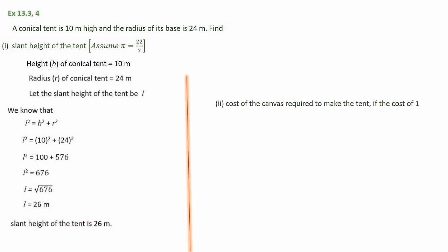Next, the second part of the question: the cost of the canvas required to make the tent, if the cost of 1 meter square canvas is rupees 70. Pi value is 22 by 7. First of all we need to find how much area of canvas is required to make the tent. Then by using this rate, 1 meter square canvas is rupees 70, we can find out the total cost.